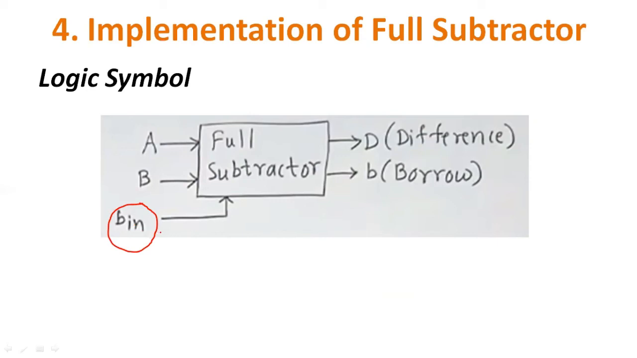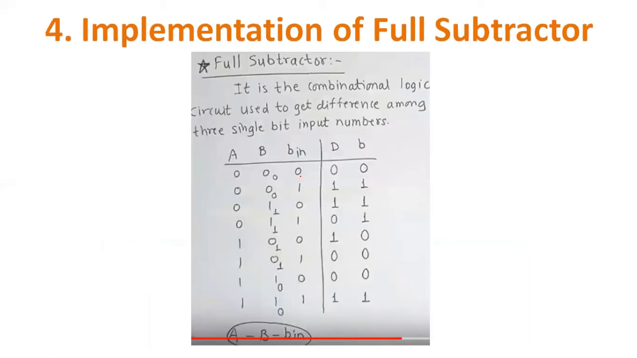So whenever you go for 2-bit subtraction or multiple bit subtraction, you will require the borrow in bit. And again we will have the same outputs, that is difference and borrow. Let us see the truth table of this full subtractor. The truth table consists of A, B, and B in as the inputs, and difference and borrow as the outputs. So how will we perform this subtraction? It's very simple. A minus B in.